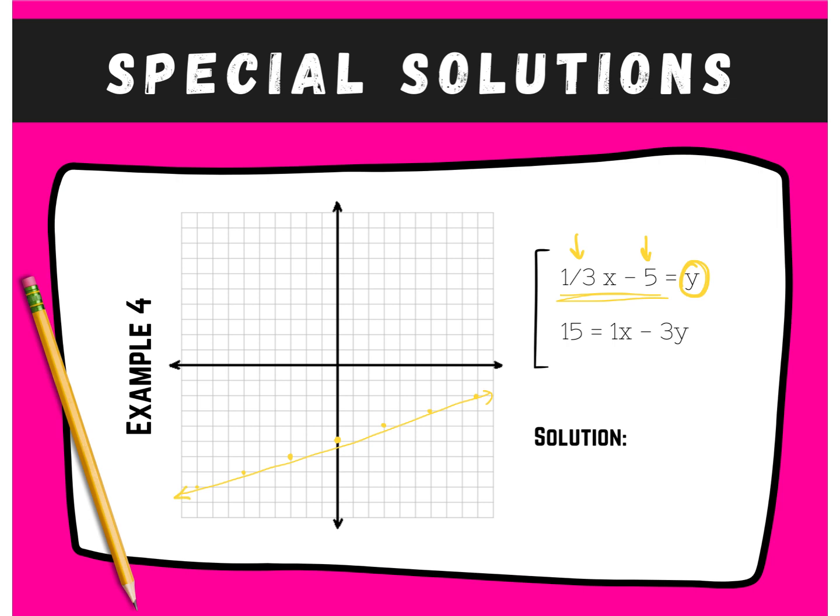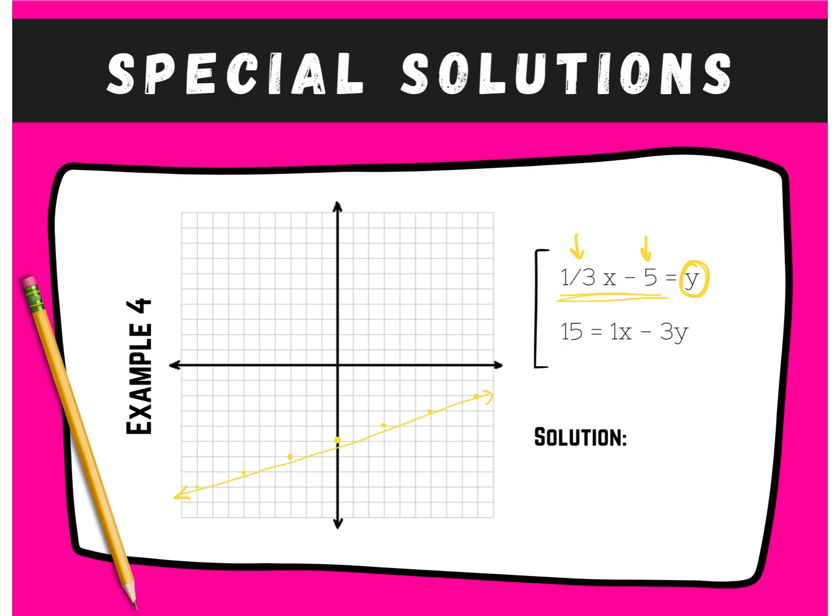Now the second equation, I gave you something that looks a little different. This is called standard form. Standard form is when you've got x and y on the same side. One or either of them might not have a coefficient. In this case, they both do. And what we really need to do is get that y by itself.